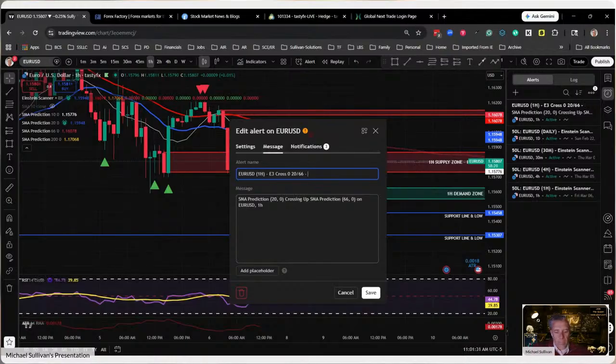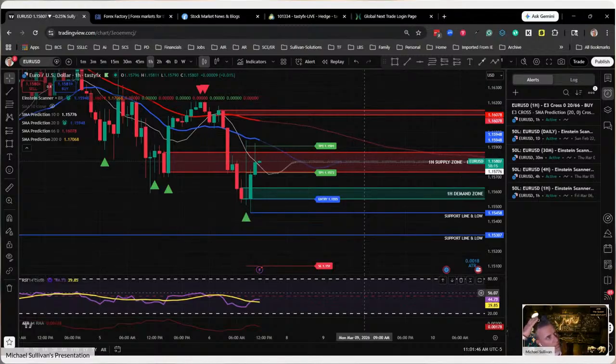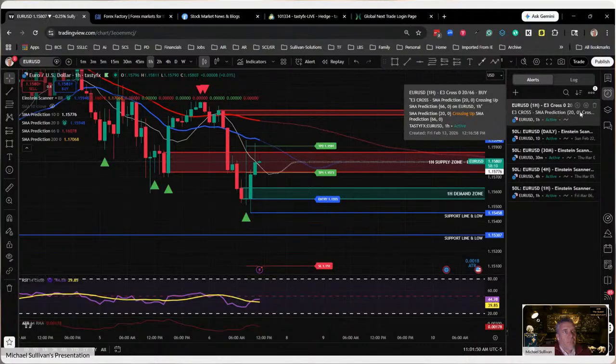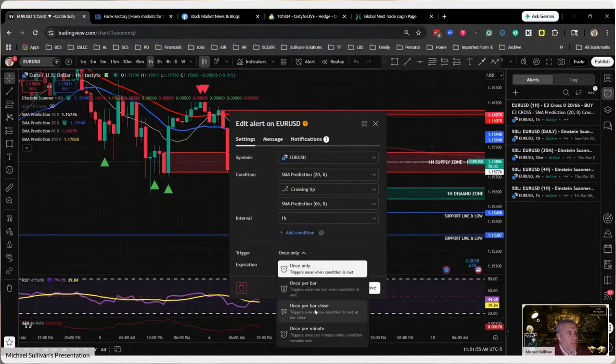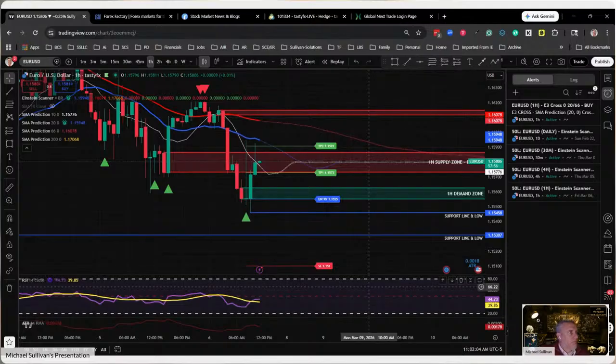Try that again. There we go. And then right here, just say E3 cross. There we go. So anytime that the 20 crosses up over the 66, I'll get that alert. Yep. And then actually, did I set that to multiple times or only once? No. So I want to do it once per bar close, because he did say it has to be. Okay.